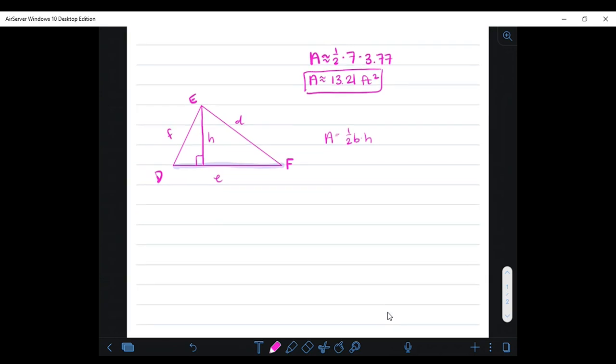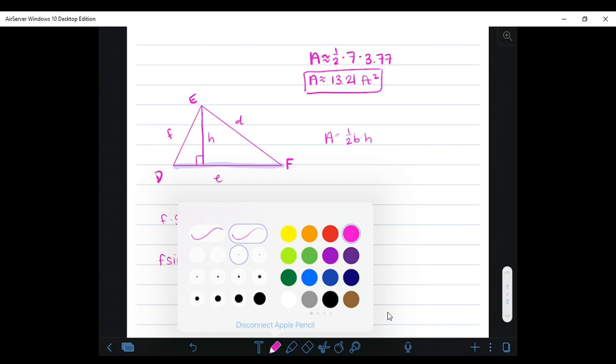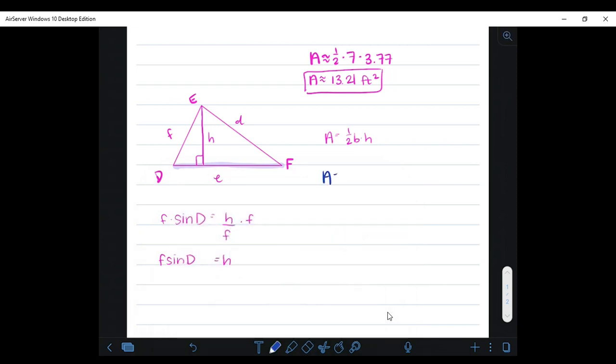Now to find h, I would use the sine of d, and that's equal to h over f, because h is the opposite of d, and f is the hypotenuse. Multiply both sides times f. h equals f times sine of d. Then I can substitute these into my formula here. So area is 1/2 base times height, so it's 1/2. The base we're using in this case is E. Height is now F times sine of D.